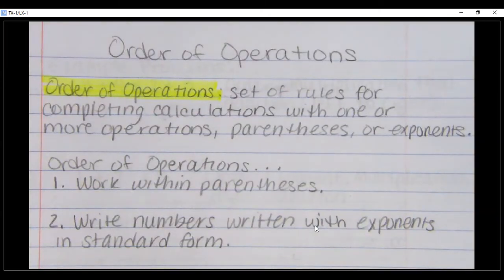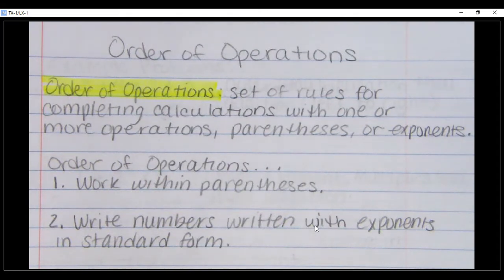Everyone, today we're going to be talking about order of operations. Order of operations is something, again, that you are going to need as you progress through your math education. Order of operations is a set of rules for completing calculations with one or more operations, parentheses, or exponents. So when they say order, they literally mean order.